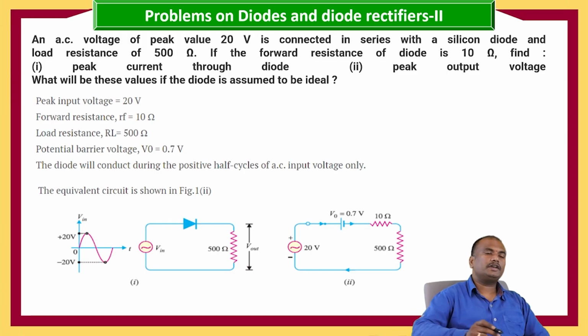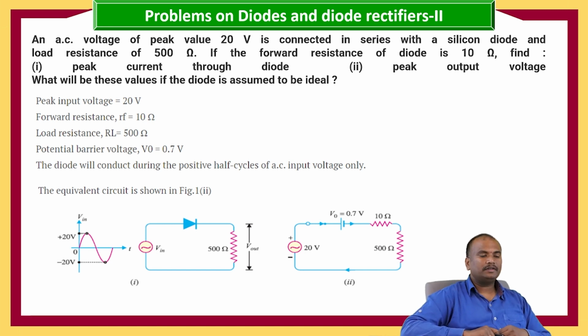Here, an AC voltage of peak value of 20 volts is connected in series with a silicon diode and a load resistance of 500 ohms. If the forward resistance of the diode is 10 ohms, find the peak current through the diode and peak output voltage. What will be these values if the diode is assumed to be ideal?